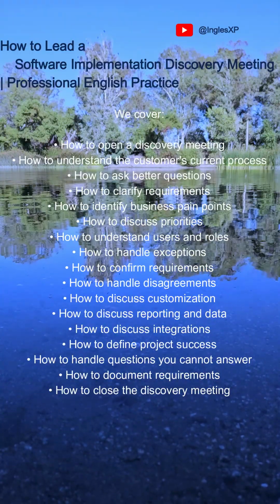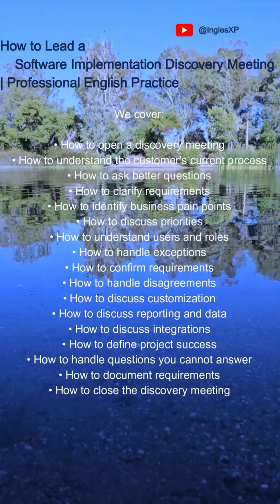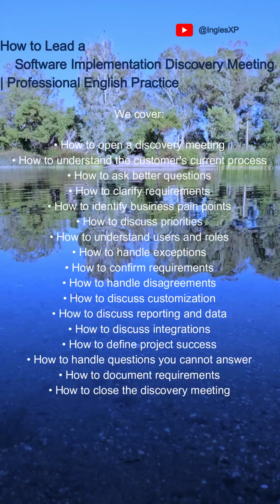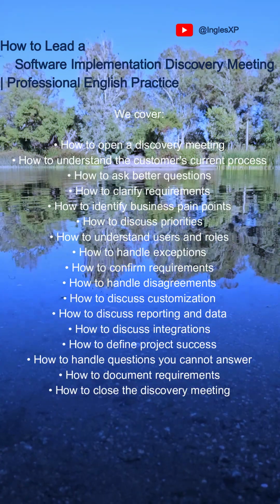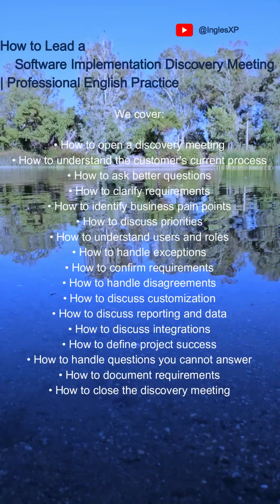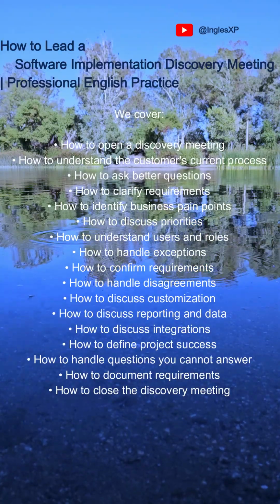Let's look at another example. The customer says, we need the system to be faster. Instead of accepting that statement, ask, which part of the process feels slow? When does the delay usually happen? How long does the process take today? What would an acceptable processing time be? Now we are moving from a general complaint to a measurable requirement.